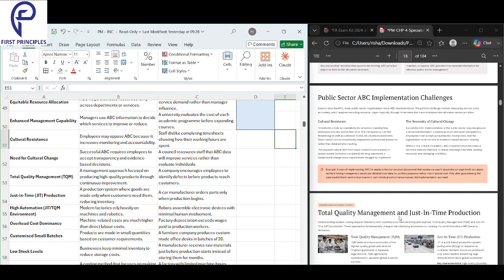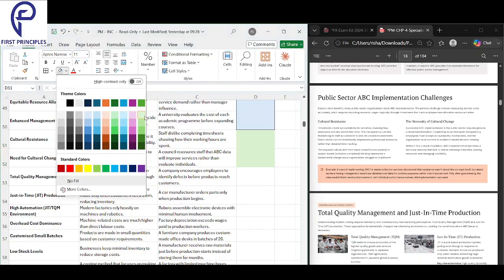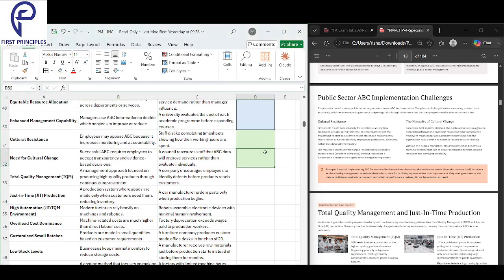Next, public sector implementation challenges. In a public sector company, there are some implementation challenges that come with it. It's not very easily implementable. They are not very open to change. So if you're applying ABC in a public sector organization, what are the challenges that you may face?